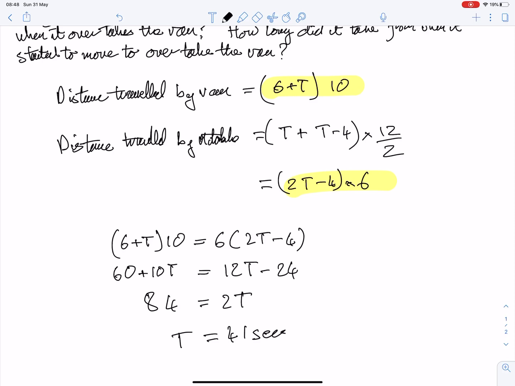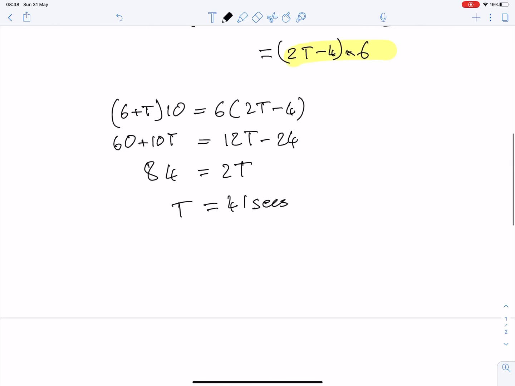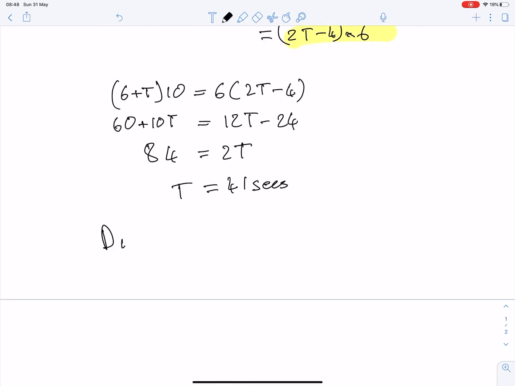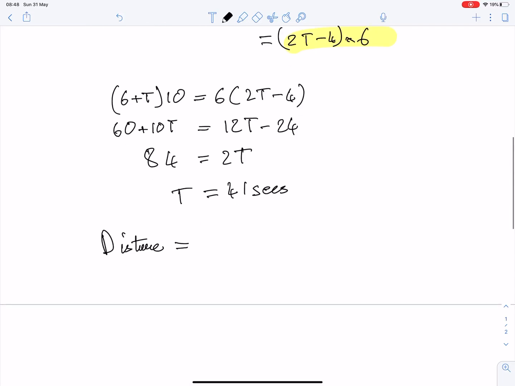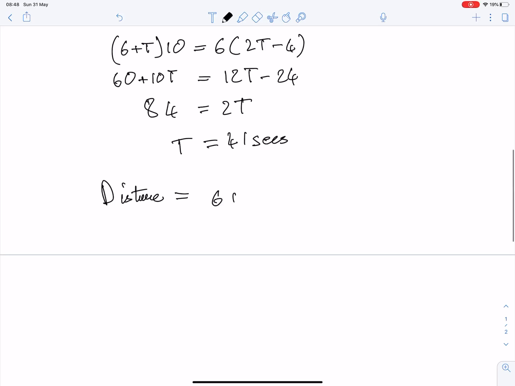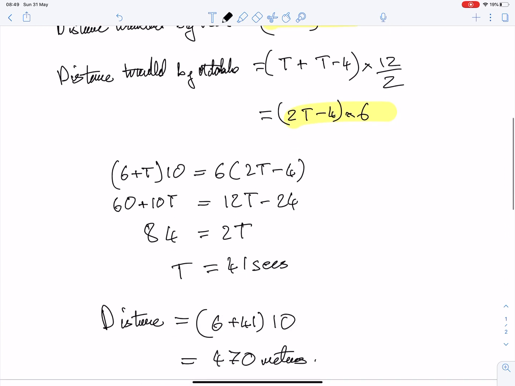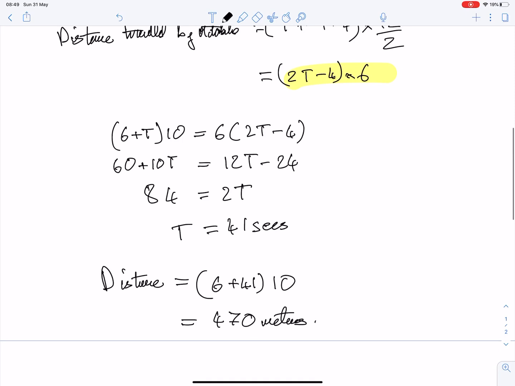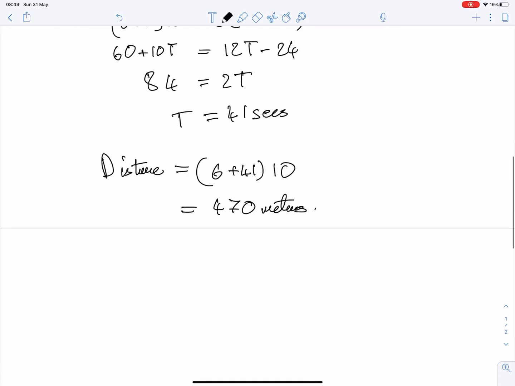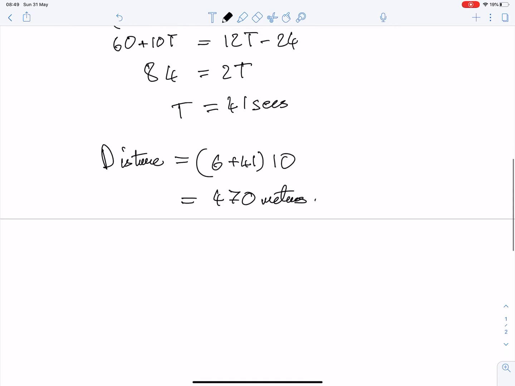41 seconds. And the distance travelled then, it doesn't matter which we substitute it back into because they are the same. So 6 plus 41 times 10 is 470 metres. Okay, and that's the end of the first starter.